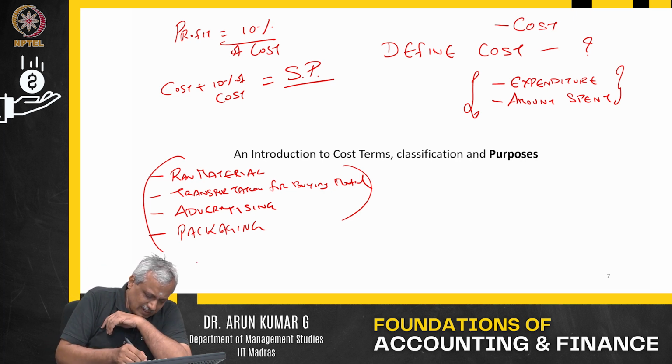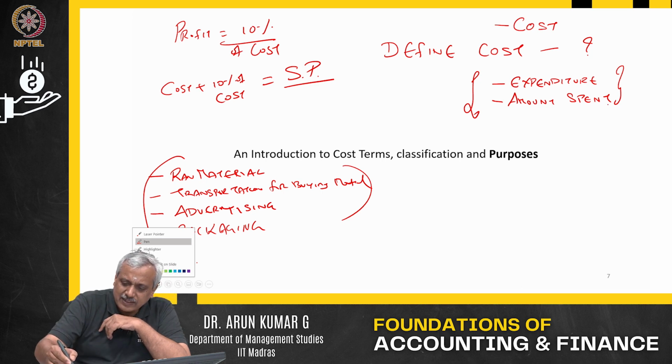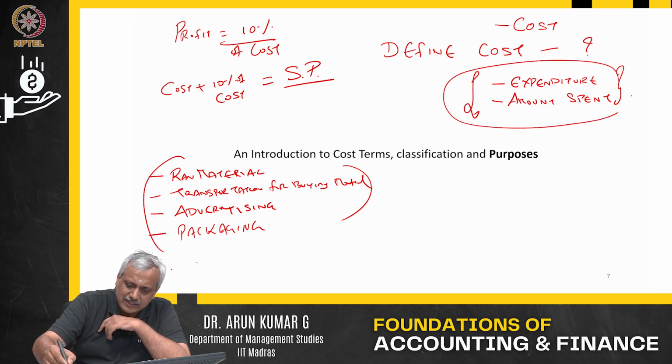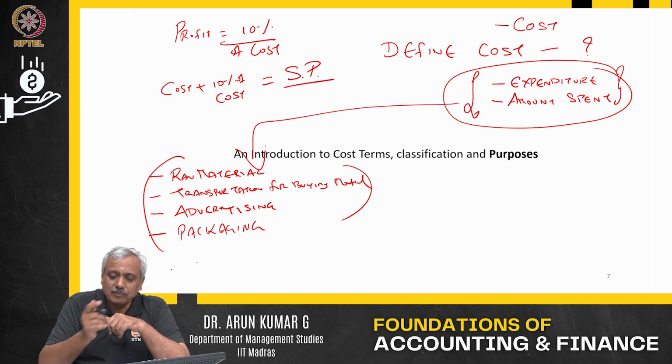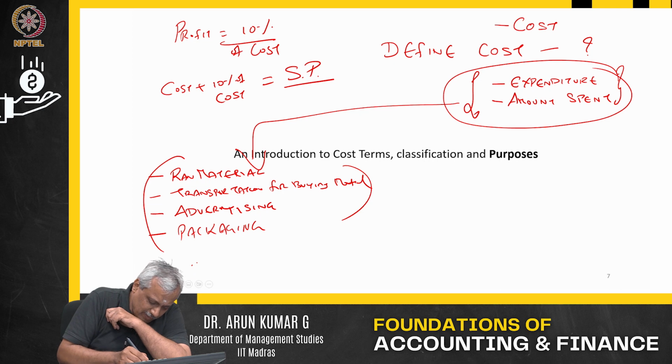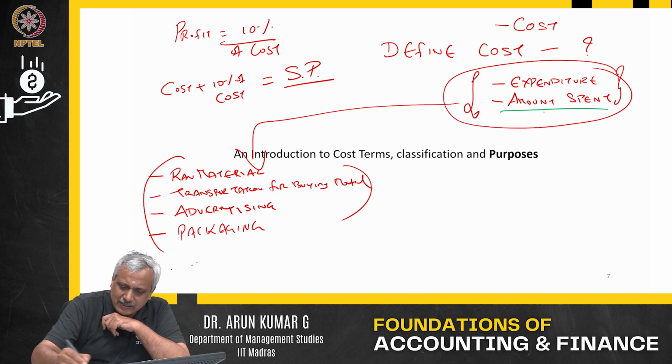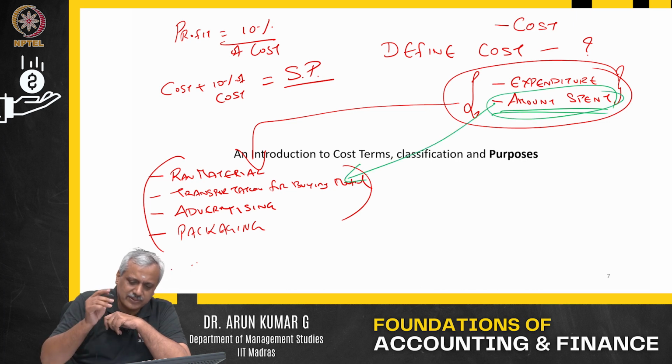When we say cost here, what he meant is basically whatever he said pertains to the amount spent. In this particular case it pertains to the amount spent. If I take the amount spent, that is all that is there.